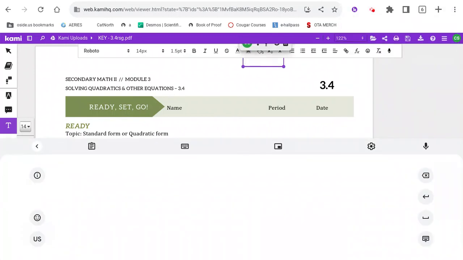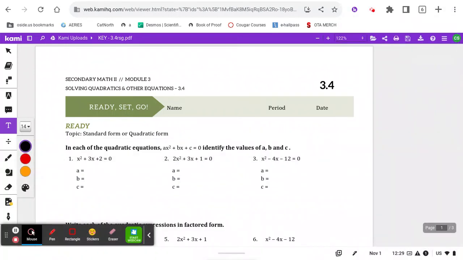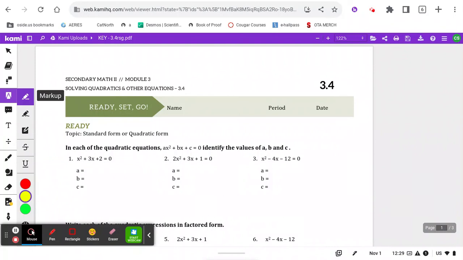Okay, we're on the 3.4 Ready, Set, Go of Mathematics Vision Project, starting with the ready. So the first thing it's asking us for here is to get A, B, and C for the quadratic. This is getting us ready for the big formula that's coming later this chapter.